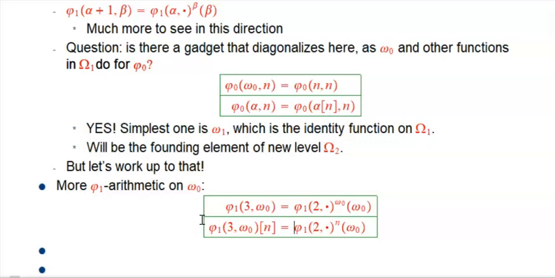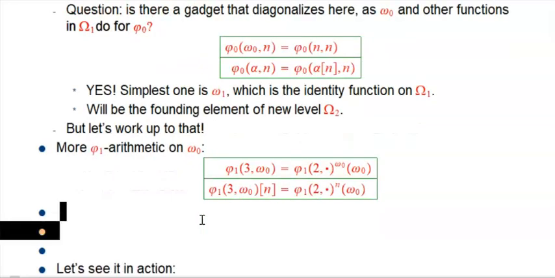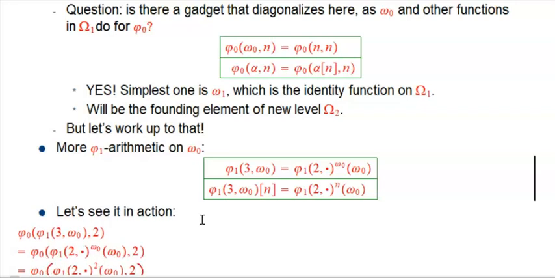In other words, when we take this function we just created and input an n, an integer n, it just means iterate it that many times. So nothing super complicated. Okay, so let's see that in action. As usual, the way we are going to be using these is inside of phi naught, inside the control argument. So we take phi1 of 3 comma omega naught. We're going to put it in a phi naught, and we're just going to put a 2 in here.